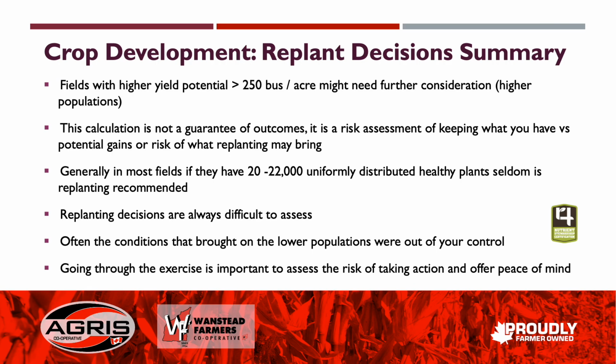Fields with higher yield potential, greater than 250 bushel an acre, where we're dropping 35,000 plants or more per acre, will have a slightly different threshold and different considerations. But generally speaking, in most fields, if we're at 20 to 22,000 uniformly distributed healthy plants, seldom would we consider replanting at this calendar date. So replant decisions are always difficult.